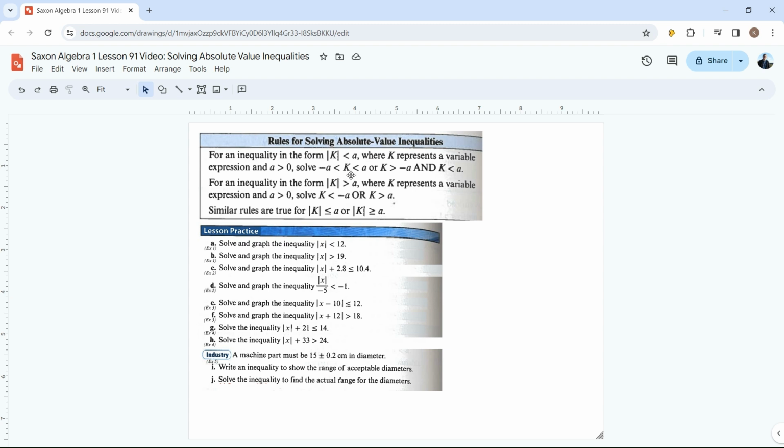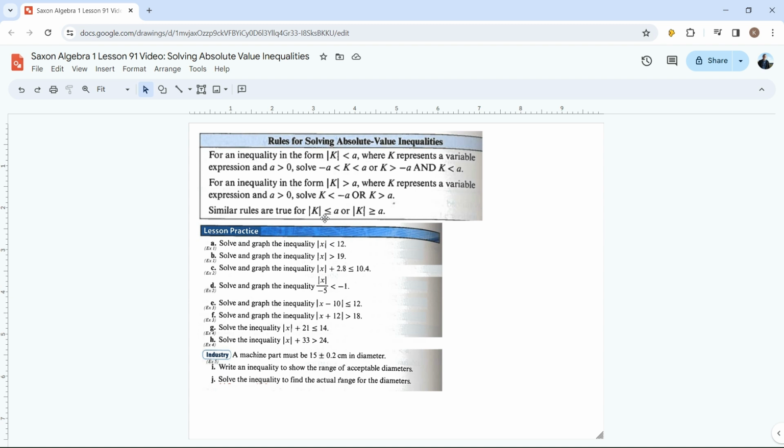Again, let's choose 8. That means that 8 won't work because it has to be greater than, not greater than or equal to, but 9 will work, 10 will work, 11 will work, or negative 9, because the absolute value of negative 9 is 9. There's a greater distance from 0 than 8, negative 10, negative 11, okay? So when I have a greater than symbol, it's going to diverge, and I'm going to need to use an or statement. k is less than negative a, or k is greater than a. And then similar rules apply if I have greater than or equal to signs.